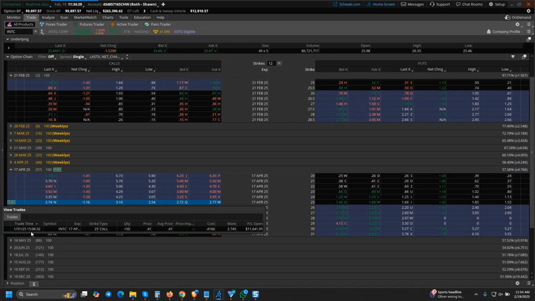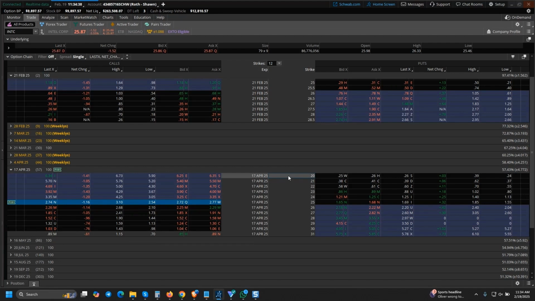This was from about 3 weeks ago. I bought the 25 call. I have 50 of them. I paid 41 cents. Currently, it's $2.74 for each option. And they show you the total gain right now is $11,641. So you can see your current position. This also comes in really handy because when you go to sell, you can look at this and sell it.